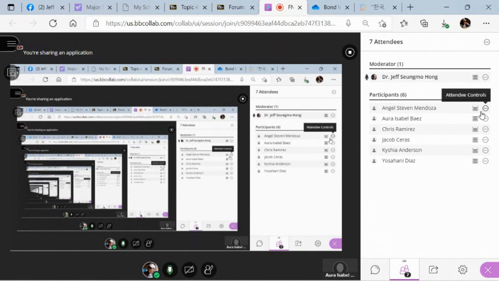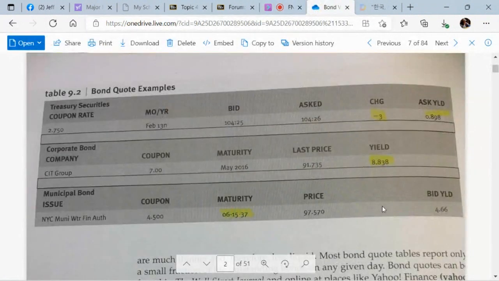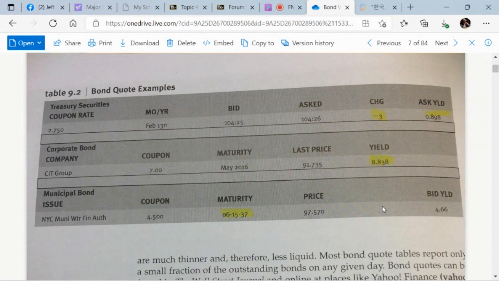Long-term maturity, longer than 1 year, is long-term. Under 1 year is short-term. So bonds are the names reserved for long-term debt instruments, right? In the case of corporate bonds, there are two types. Long-term bonds are called corporate bonds, long-term corporate bonds. Short-term bonds are called commercial paper.